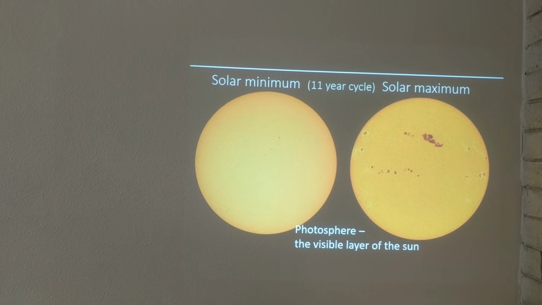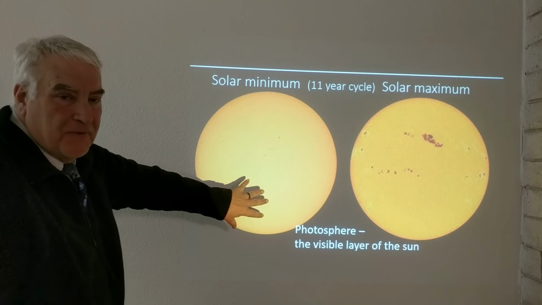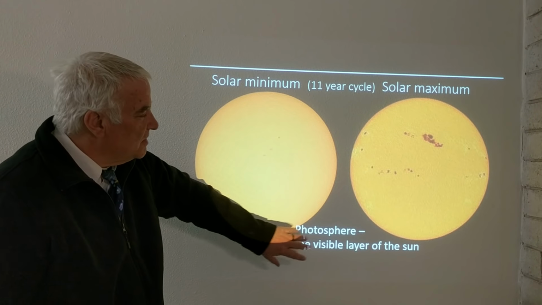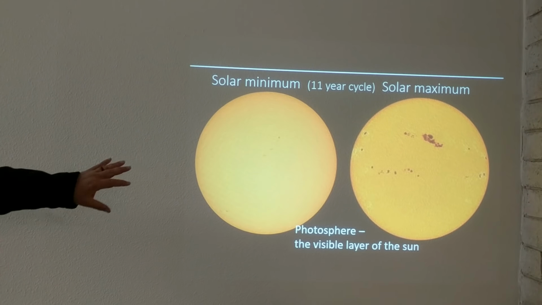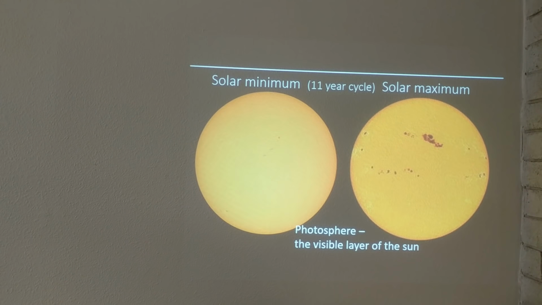And so we can see these features. This is what we call solar activity. What we see here is the photosphere. This is what Galileo could see. This is what we can see using a telescope and a projection or a filter. This is the visible layer of the sun that we see. It's called the photosphere.